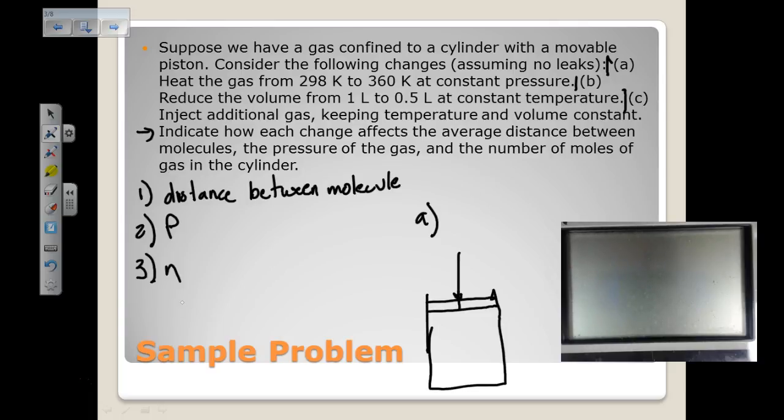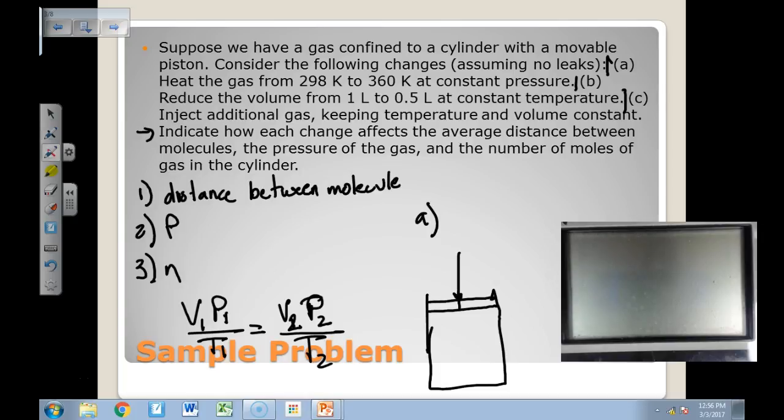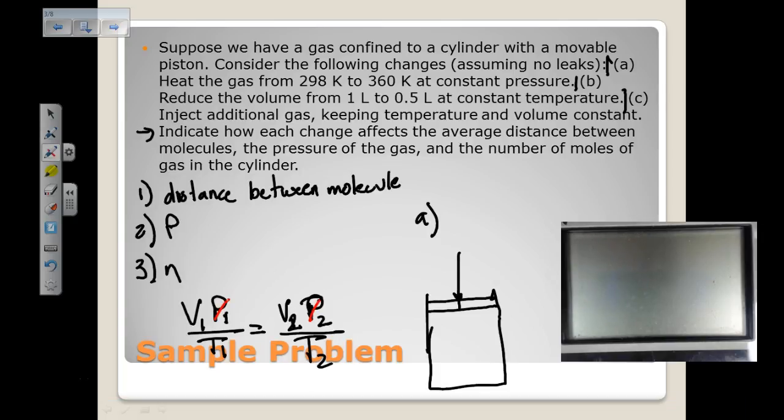And for all of these, I think that we can keep the formula P1V1 over T1 equals P2V2 over T2. I don't know why I'm having a hard time writing this today. Okay, so P1V1/T1 = P2V2/T2. So for the first one, we're increasing the temperature at constant pressure. Because it's a constant pressure, we don't have to worry about the pressure term, so I'm just going to erase that right out of there.